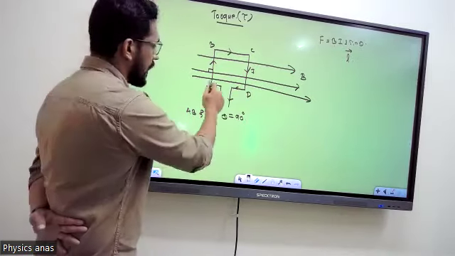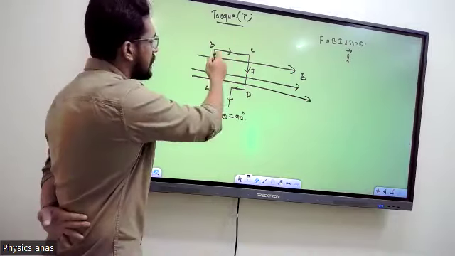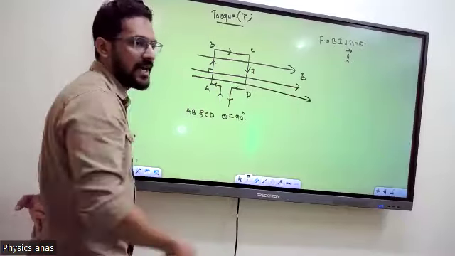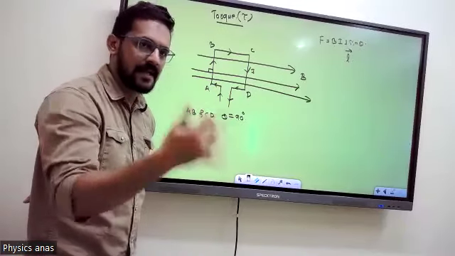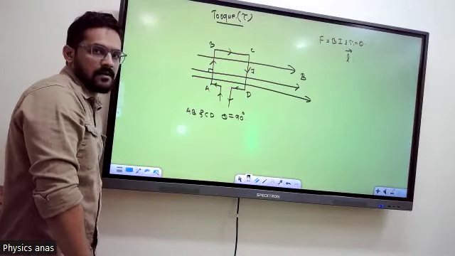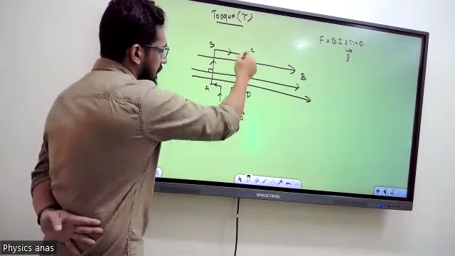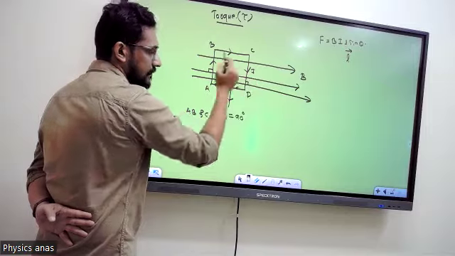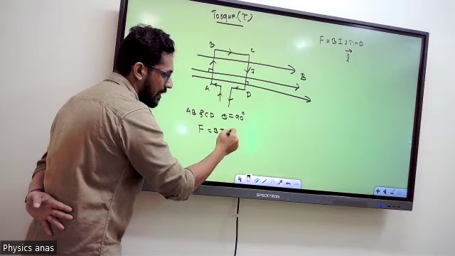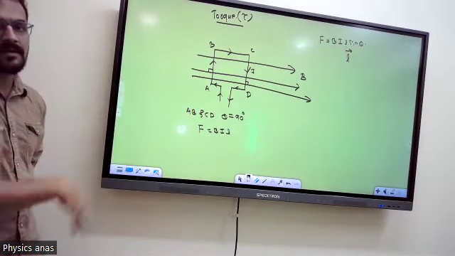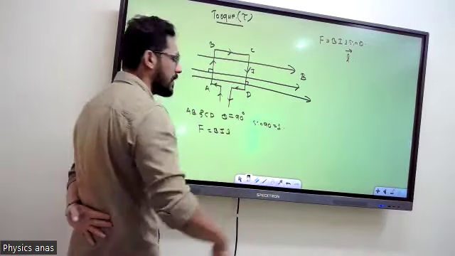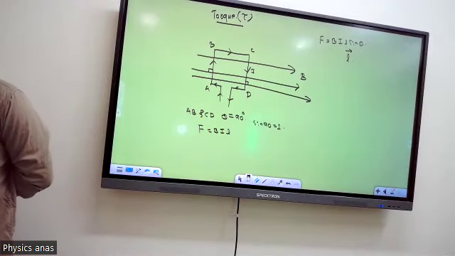Okay. So for AD and BC, theta is 0 in one case, the same direction, and in the case of the other, theta will be 180 degrees. Then sine 180 and sine 0 will be 0. That means there will not be any force on BC and AD. But AB and CD have the angle 90 degrees. Then what is the equation of force? Force will be BIL sine 90. Sin 90 is 1. So the force will be BIL.